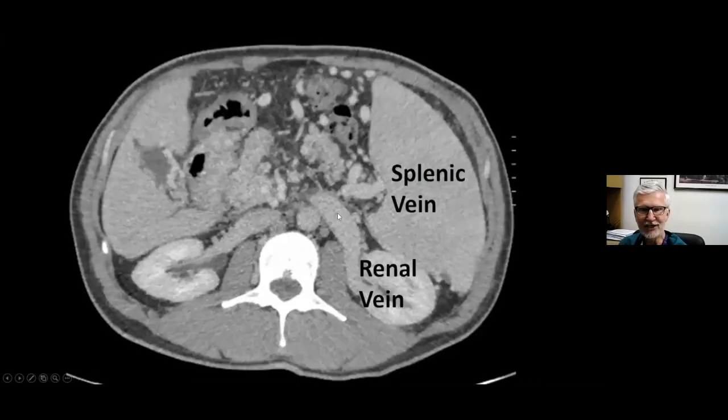On CT, you can see really nicely what's left of the splenic vein, and you can see that the patient's left renal vein is wide open, and these 2 structures are literally millimeters apart, and we want to connect these 2 so the splenic vein blood flow can travel into the renal flow, to the IVC, and back to the heart.